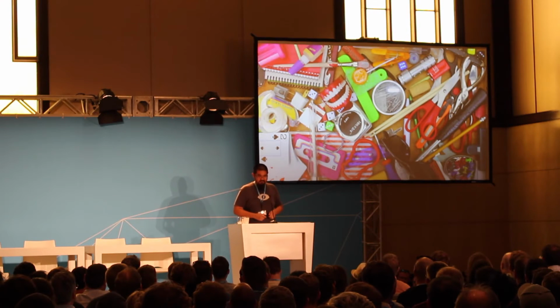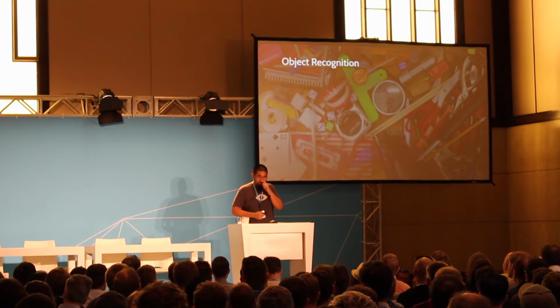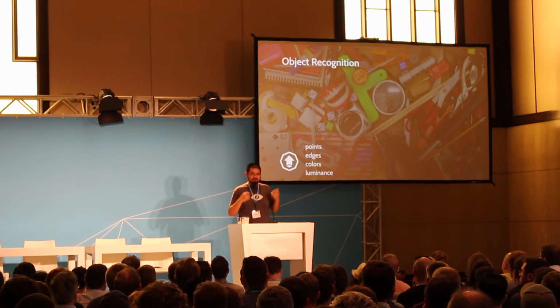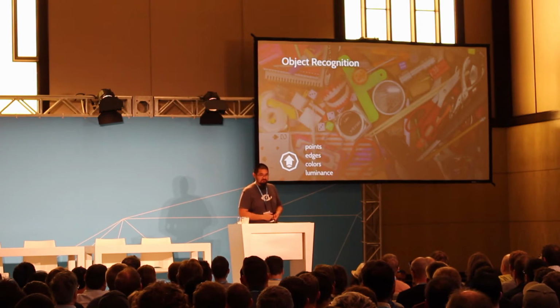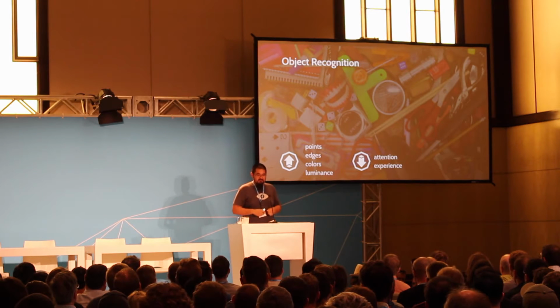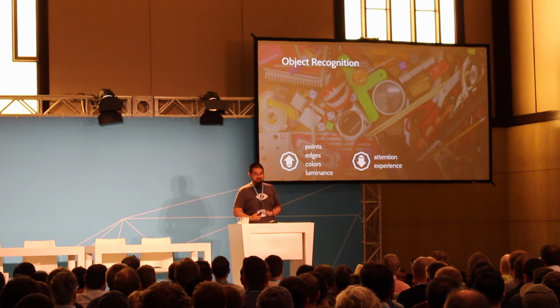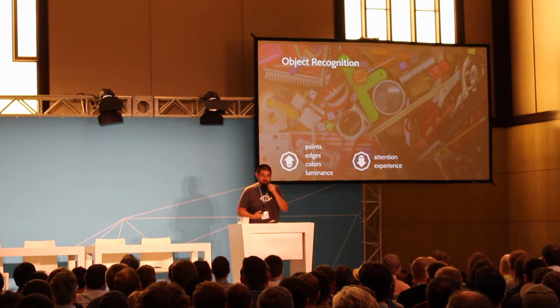So to use our model here, what's happening whenever you recognize objects, whenever you look at the world, is that first you're receiving a lot of bottom-up information. Like I mentioned before, you're getting points of light, moving with edges, you're getting color information, luminance, various types of visual information. And at the same time, in order to parse all this information, you're having to use attention and experience. These top-down processes are having to play a role in sorting out all this incoming visual information.